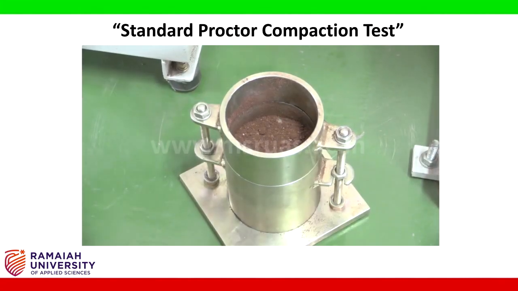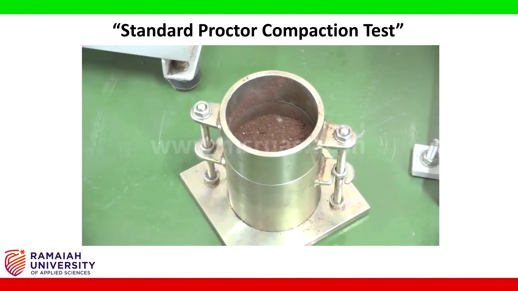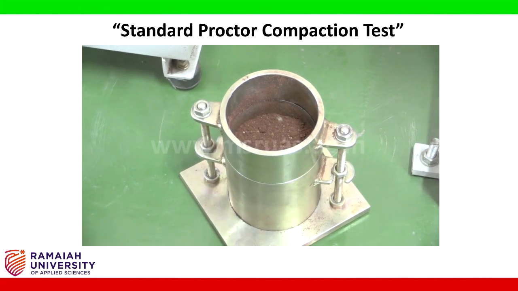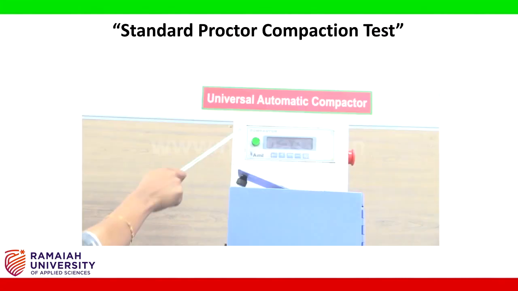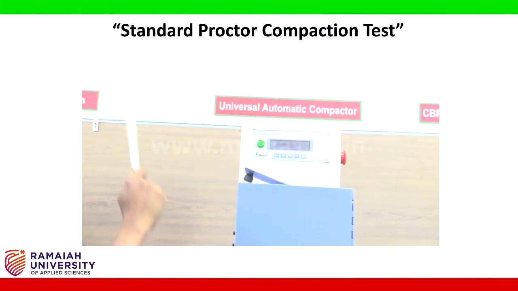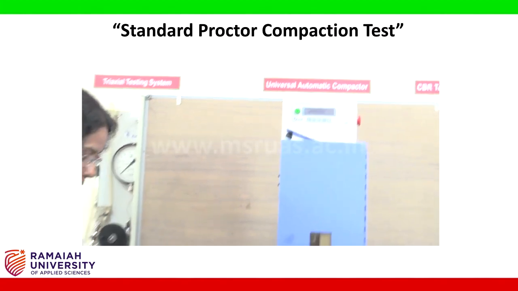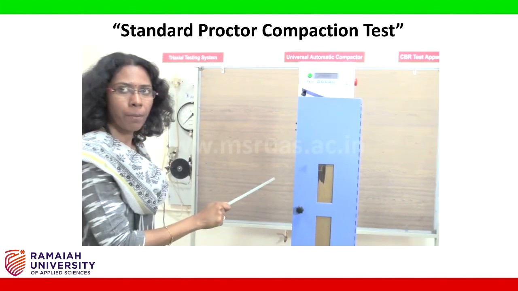After filling the soil sample in the cylindrical mold for one layer, we are going to compact it using a 2.6 kg rammer falling from a height of 310 millimeters. The compaction can be done using an automatic compactor or manually. For light compaction, we are going to do manual compaction. This is the automatic compactor which is used to compact the sample, and this is preferred for heavy compaction.